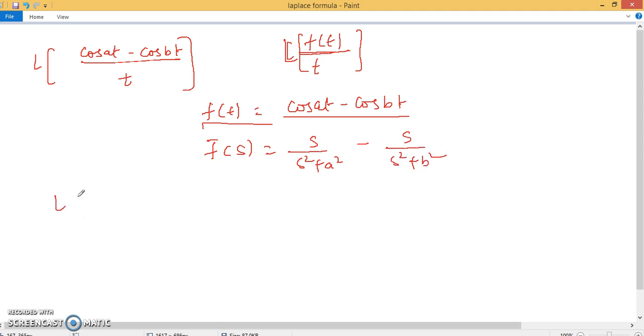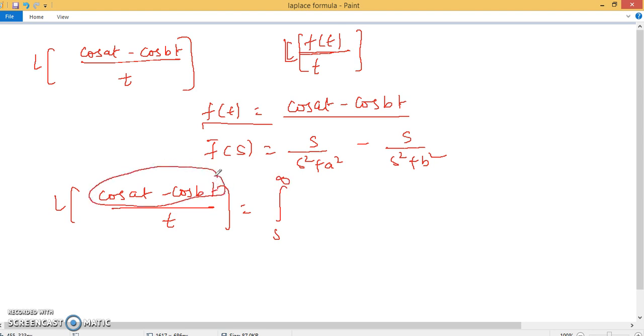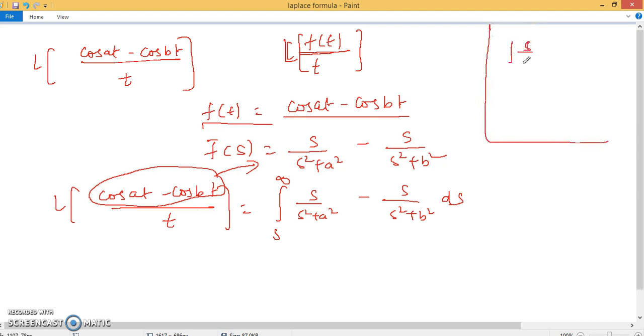So whenever you are finding the Laplace of (cos at minus cos bt) by t, we have to integrate from s to infinity the Laplace of these terms. The Laplace of this term is s by s square plus a square minus s by s square plus b square, with respect to ds. How will you find the integration of s by s square plus a square? Let me do it separately, and I will use it directly from here.